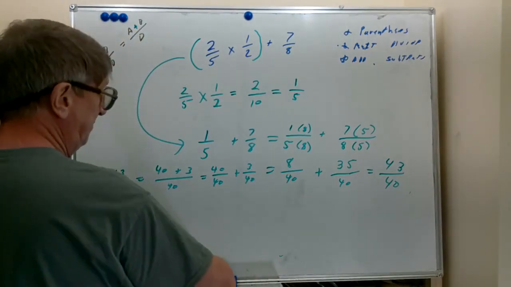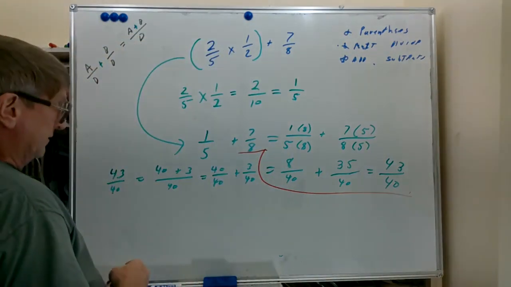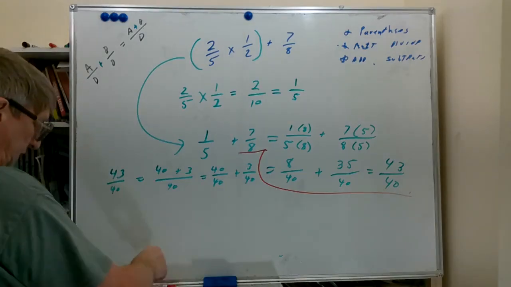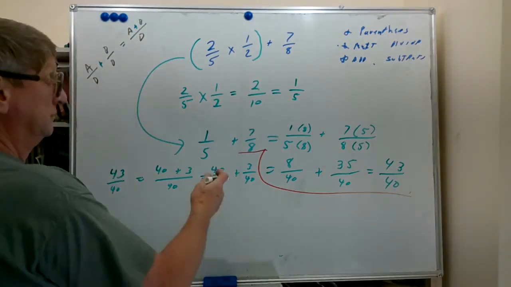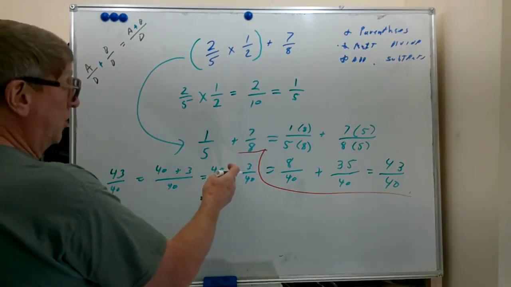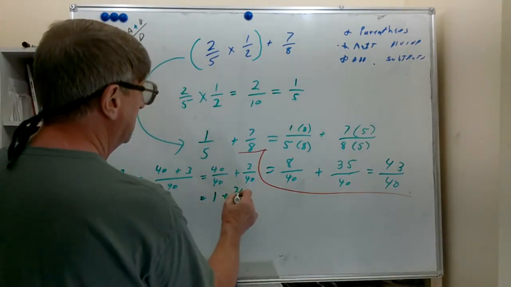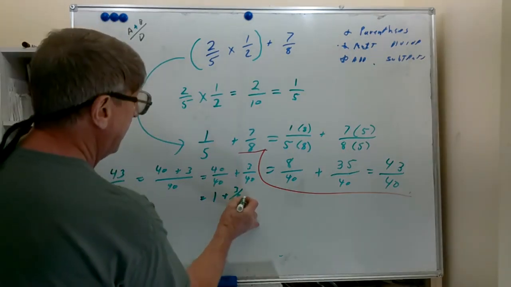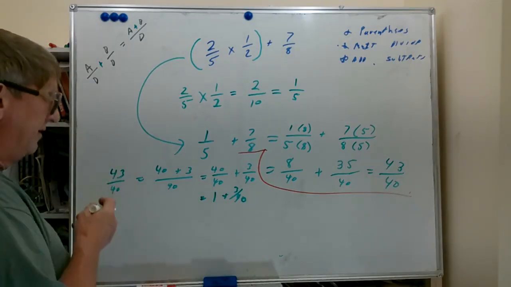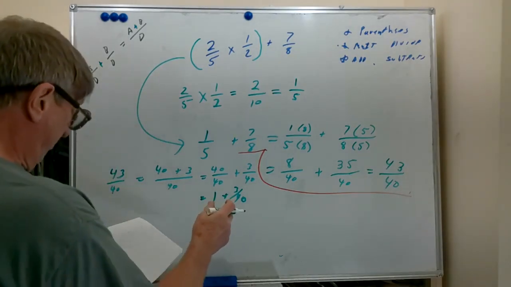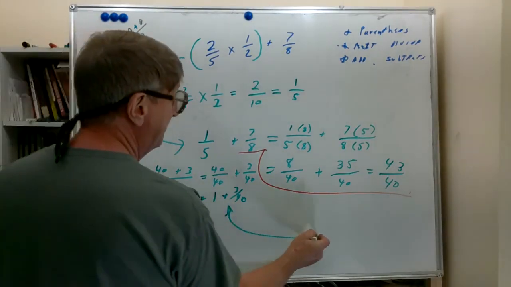I want to separate this so you don't get confused here. But what's 40 over 40? It's equal to 1. We've found an equivalent number for 40 over 40: 1, plus 3 over 40. So this improper fraction, which is when the numerator is greater than the denominator, can be written as 1 plus 3/40. Same value.